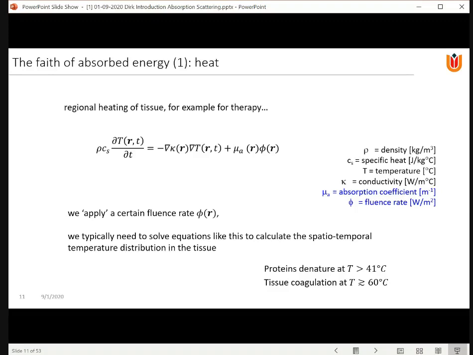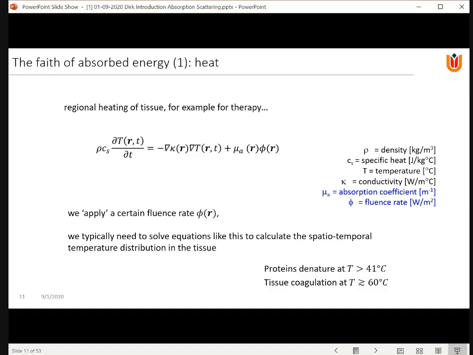Well, this is typically the kind of equations that you need to solve if you want to calculate the distribution of temperature within the tissue. And just to give you an idea, a feeling about what temperatures we're talking about, if you locally heat the tissue up to temperatures higher than 41 degrees, you can already have denaturation of proteins. So you can already do damage there.